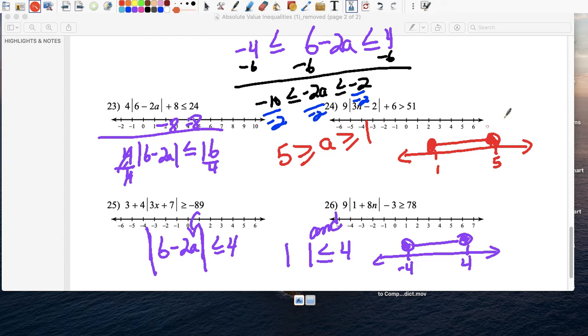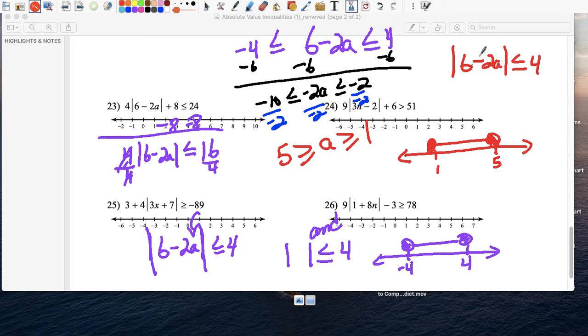So again, let's pick a value. Here's my inequality: the absolute value of 6 minus 2a has to be less than or equal to 4. Let's pick 3. 2 times 3 is 6, 6 minus 6 is 0, and 0 is less than or equal to 4, yeah. Let's pick 1. 2 times 1 is 2, 6 minus 2 is 4. Is 4 less than or equal to 4? Yeah, so that works.